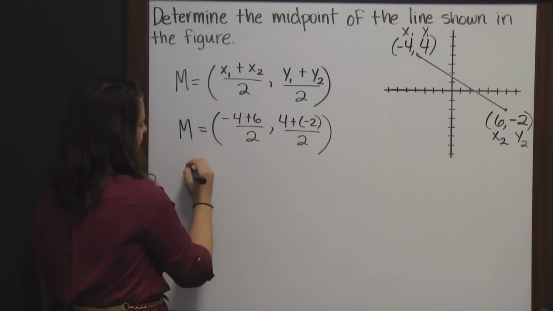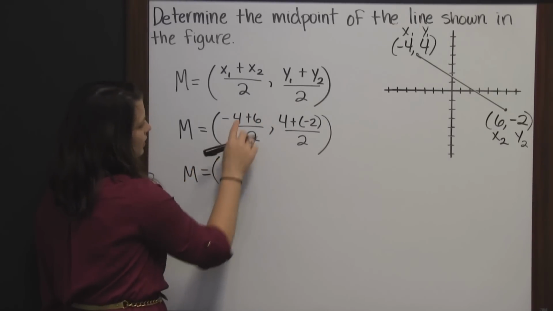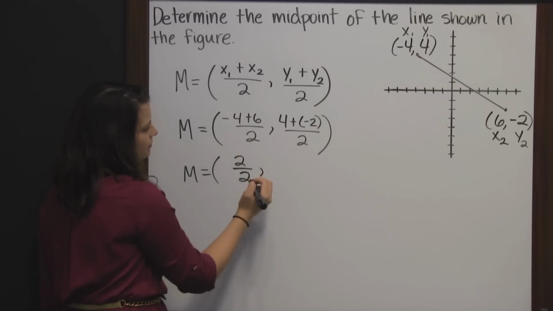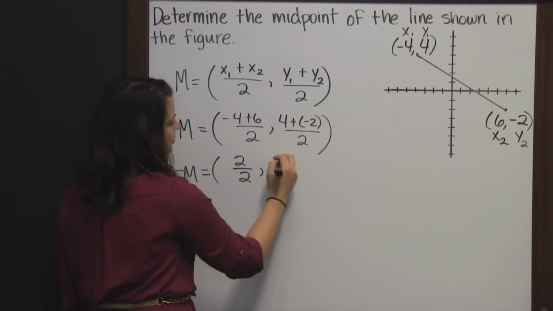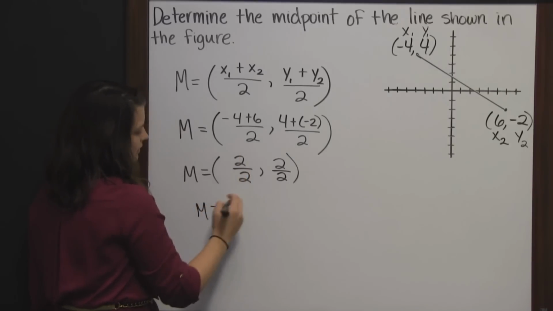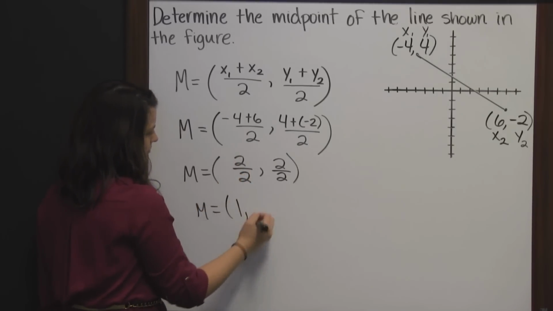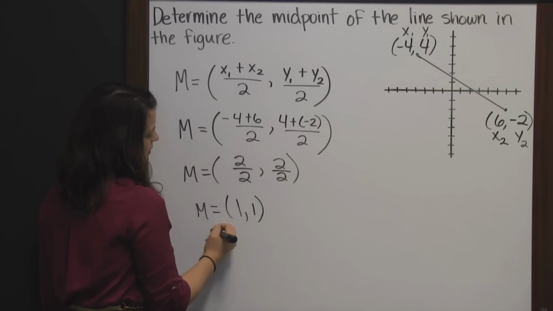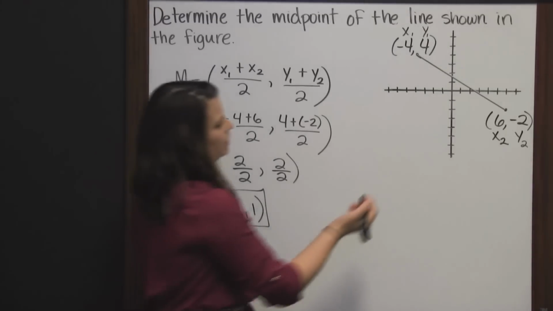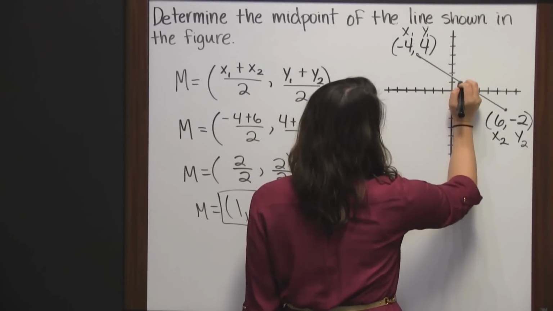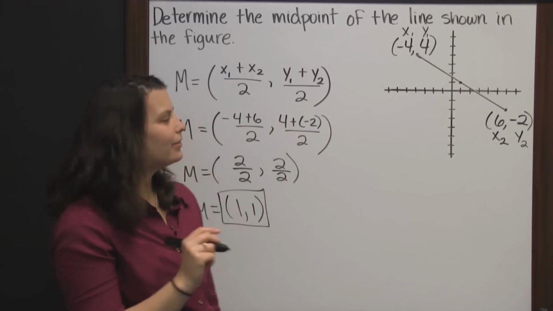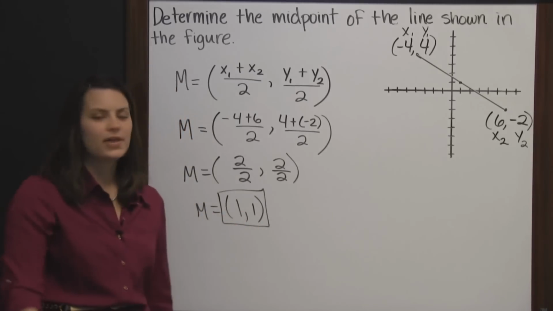Now we need to simplify by adding. -4 plus 6 is 2 divided by 2. 4 plus -2 is 2 divided by 2. And finally we divide. 2 divided by 2 is 1. 2 divided by 2 is 1. So the midpoint is 1, 1, which you can see on this graph, over 1, up 1. And you know that point does look like it's right in the middle of that line. So that's our midpoint.